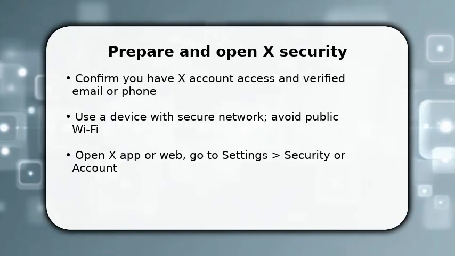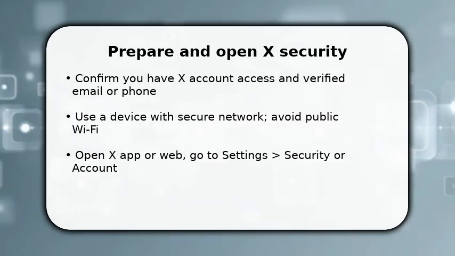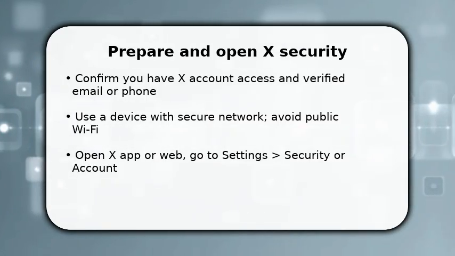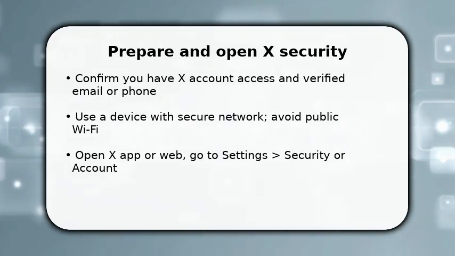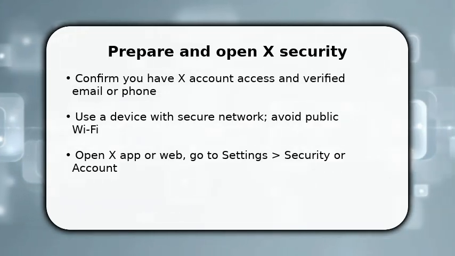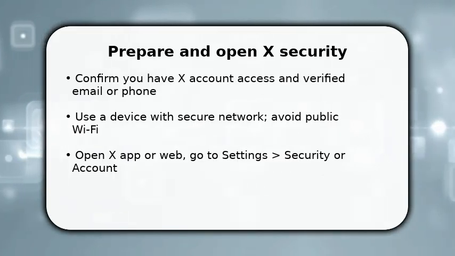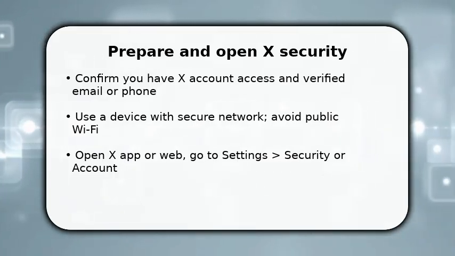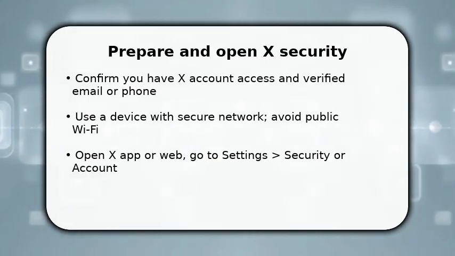You start by verifying you can sign into X and that your email or phone is confirmed. This prevents lockouts. Once done, use a secure network and open the X app or website. Make sure you navigate to Settings, then Security or Account Access right away. You will change authentication here. Don't skip verification prompts. This gets you to the exact panel where passwords and two-step options live, so you can act immediately on the next step.